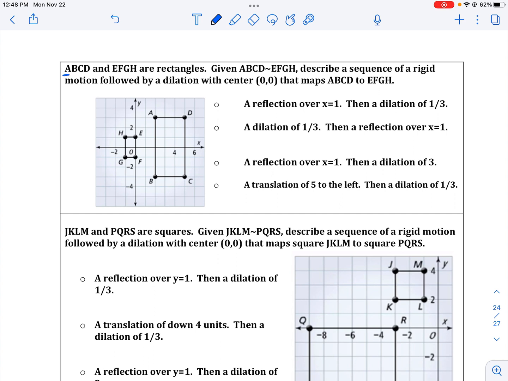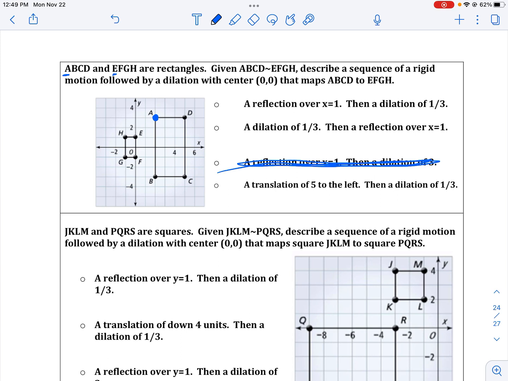So here I'm going to take A, and it maps to E. So here's A. It goes to E. ABCD is listed first, so that's my original. So I'm going from big to small. So my scale factor should be less than 1. So all my dilations greater than 1, I am going to cross off. And that's just that one right there.